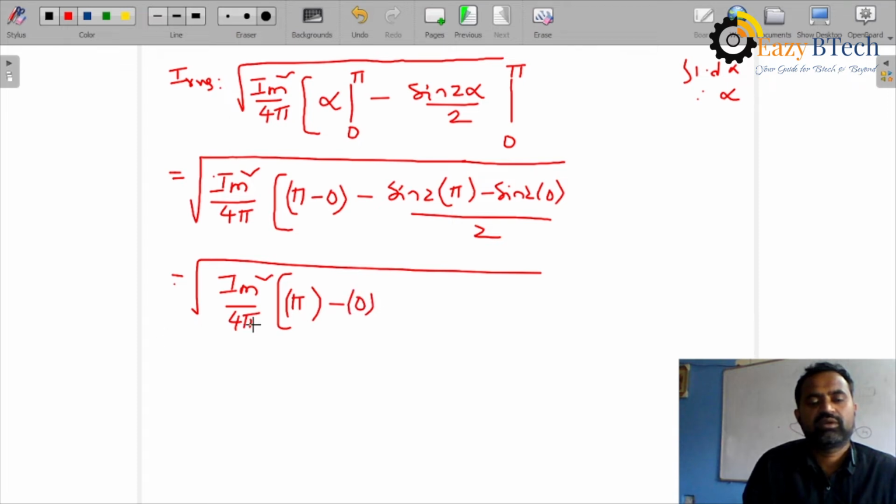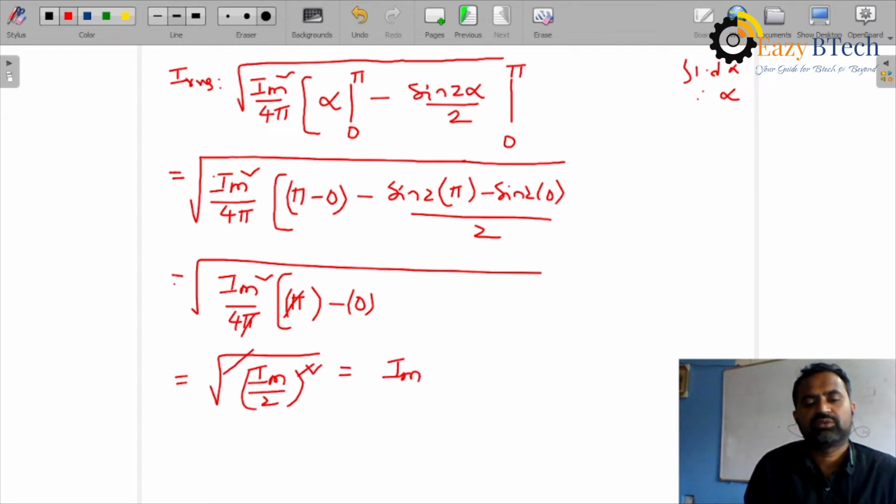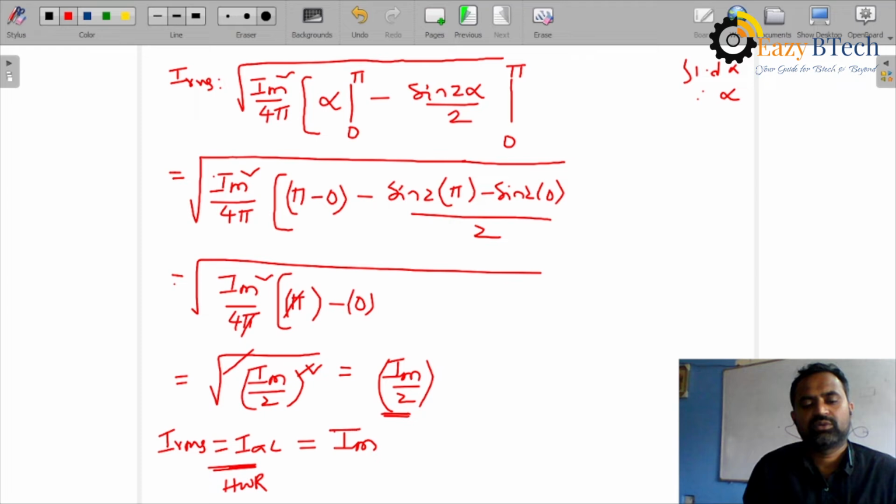Okay, now from these expressions this pi will get cancelled, we will get Im by 2 whole square, root gets cancelled, so you will get Im by 2. This is the IRMS or IAC value. IAC value of half wave rectifier is Im by 2.